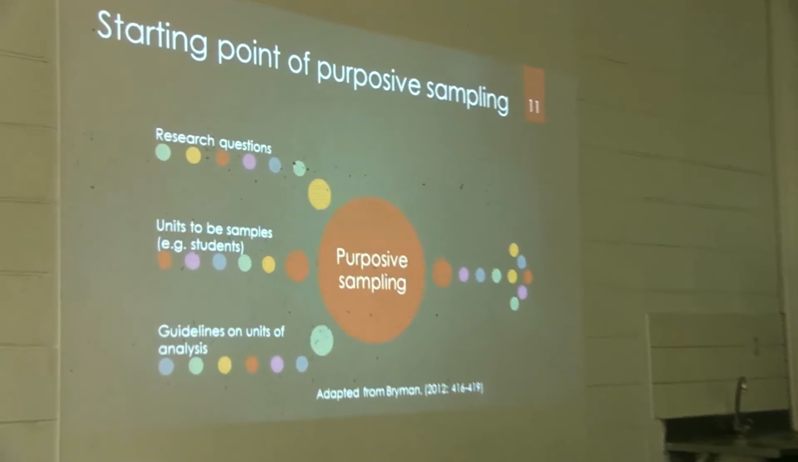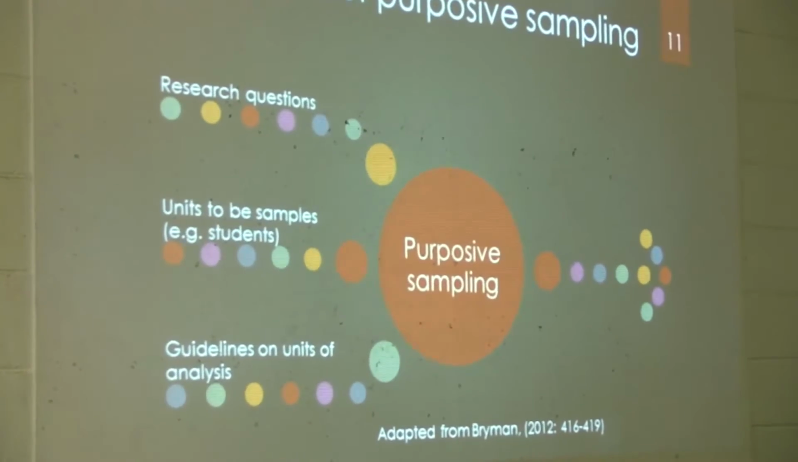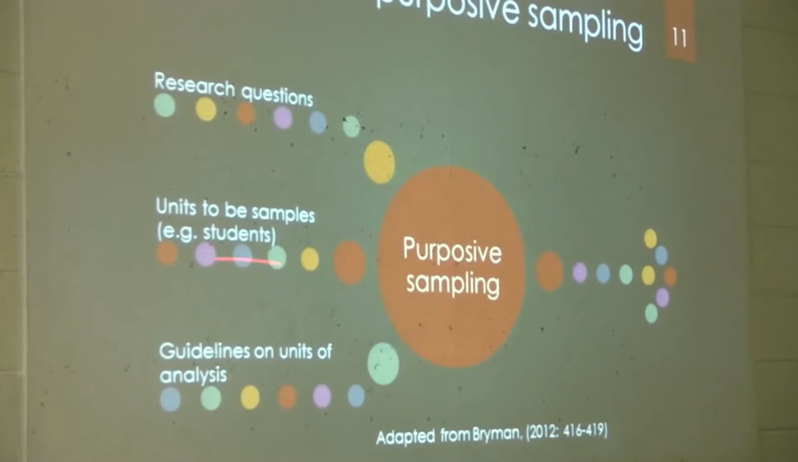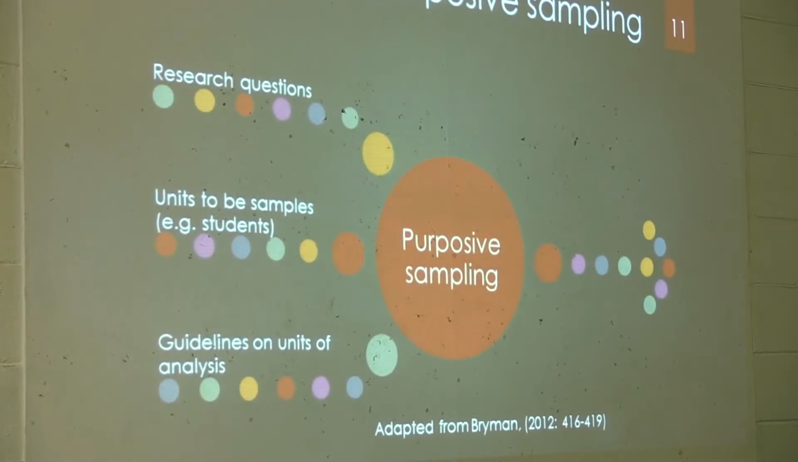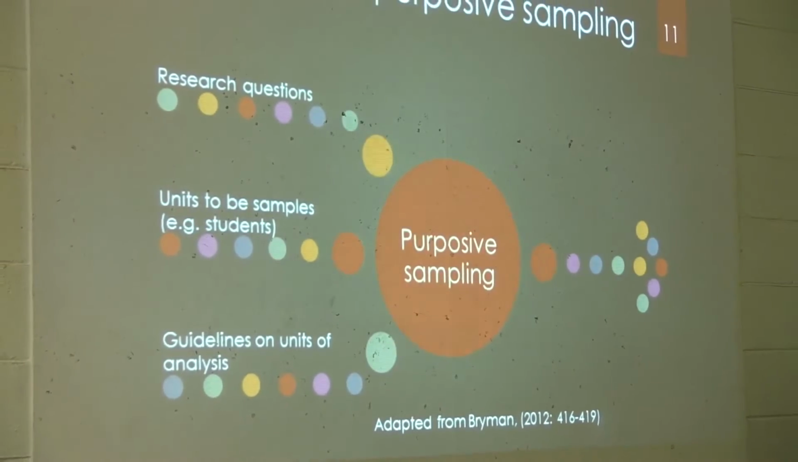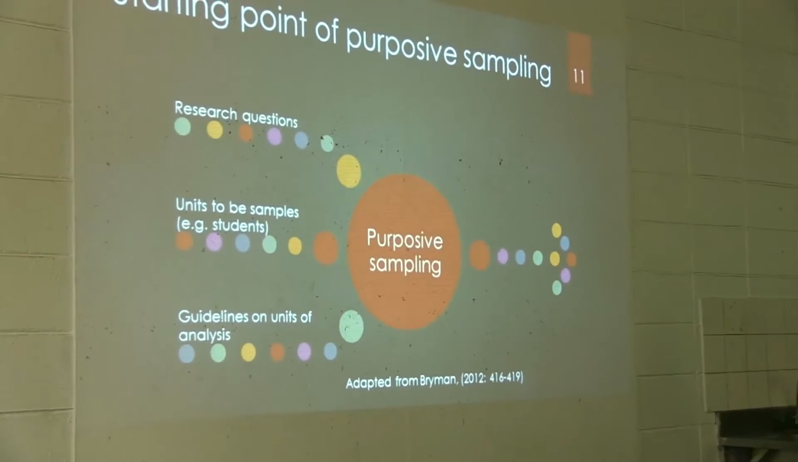Guidelines on units of analysis. So we are saying the starting point of purposive sampling is your guidelines on units of analysis. What is your unit of analysis? What is your central phenomenon? Or what are the units of analysis that you are going to use? Okay? In terms of your data.